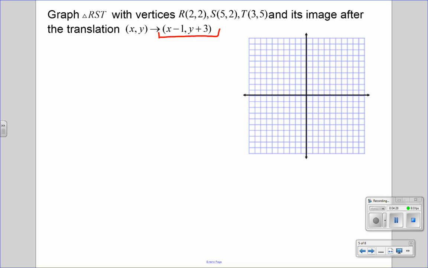So we're going to do the same thing. We're going to write down our pre-image, RST. R is 2, 2. S is 5, 2. And T is 3, 5. And then we're going to apply that rule to our image.